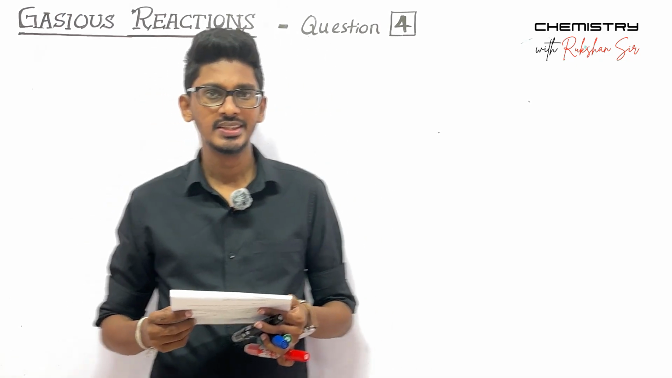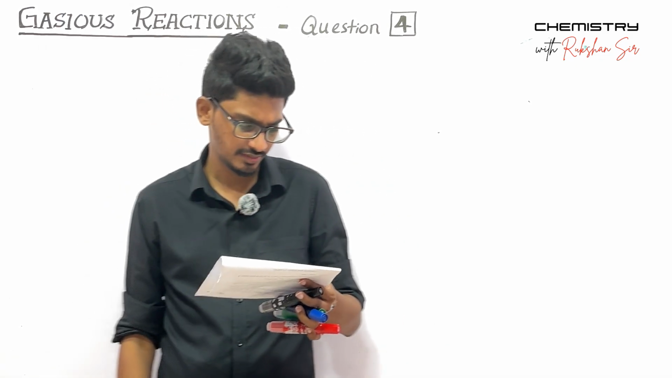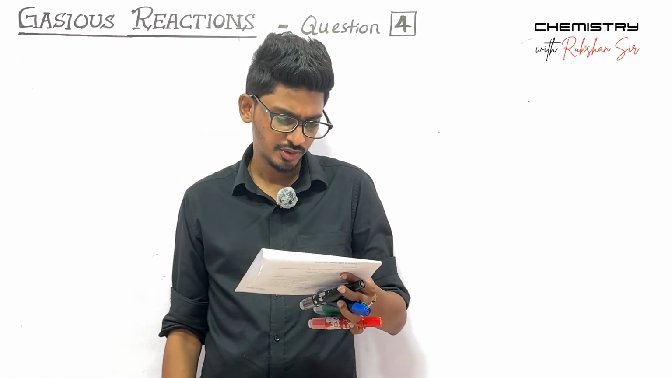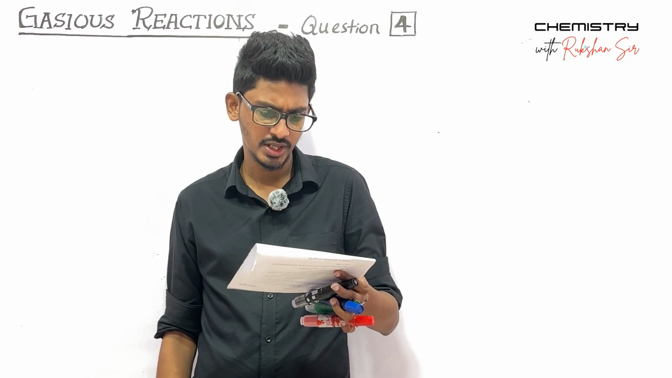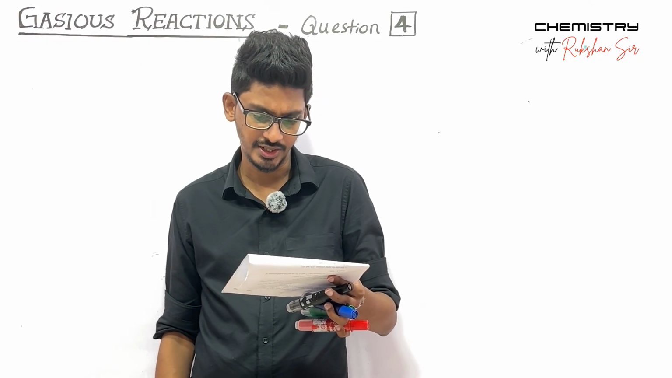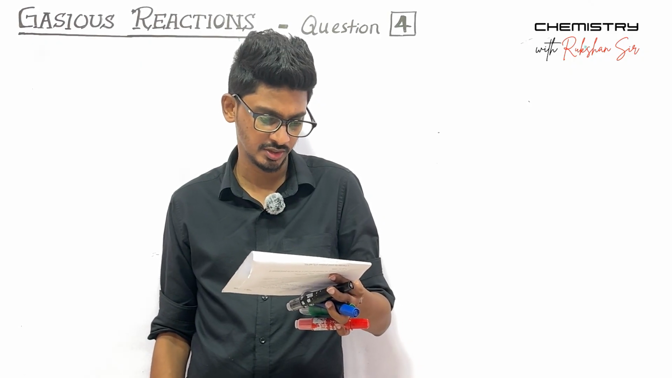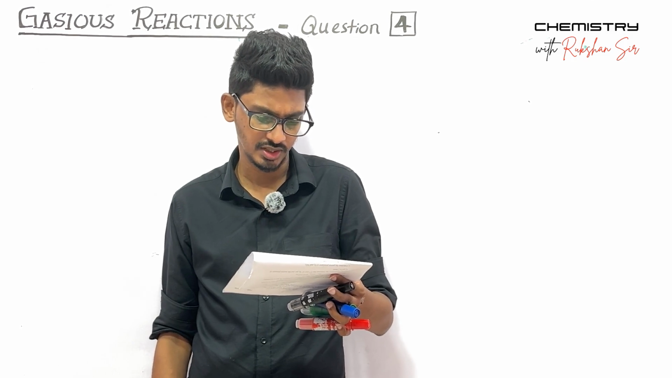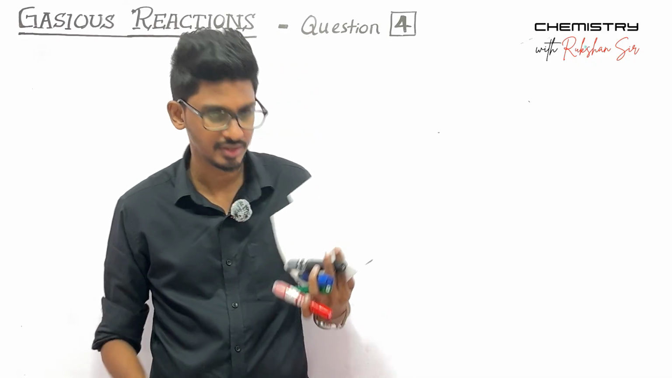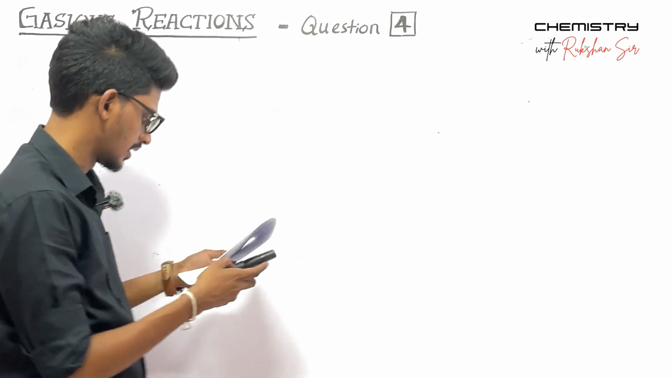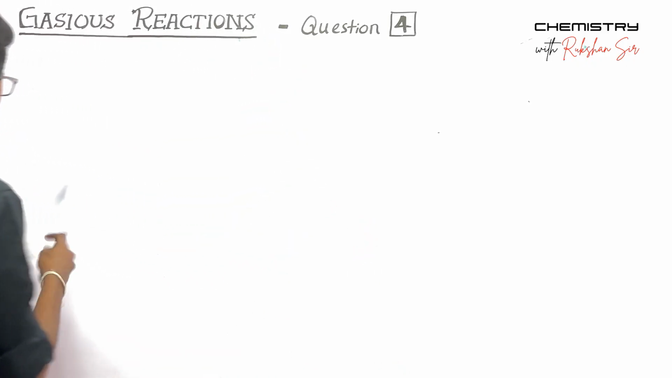Let's do question number 4. See what they are saying. 5 moles of NO gas and 2 moles of O2 gas was completely reacted in a rigid vessel at 27 Celsius to produce NO2. Total pressure of the vessel after the reaction is 180. This is a simple question, number 9, right? Not a hard one.